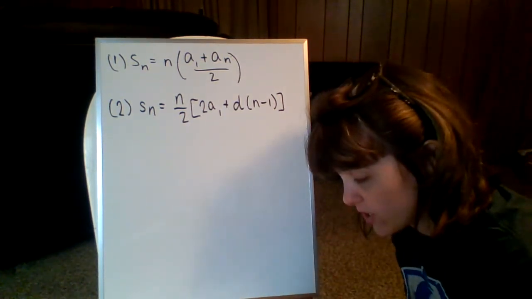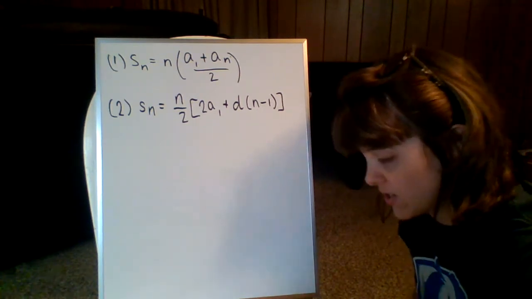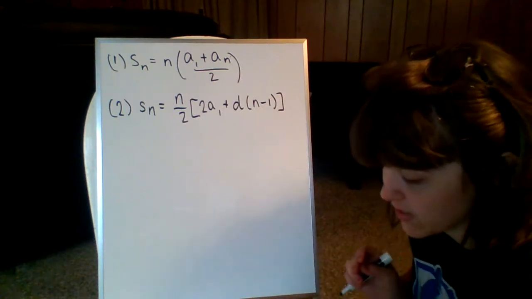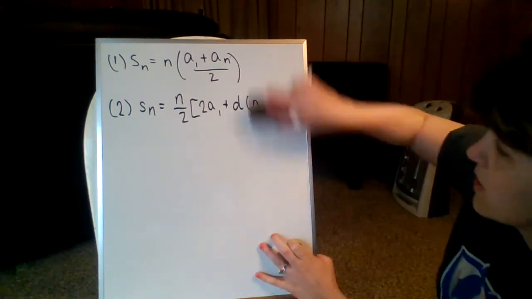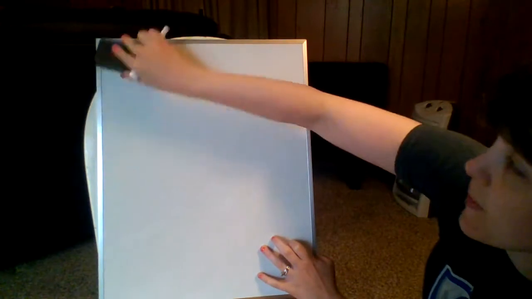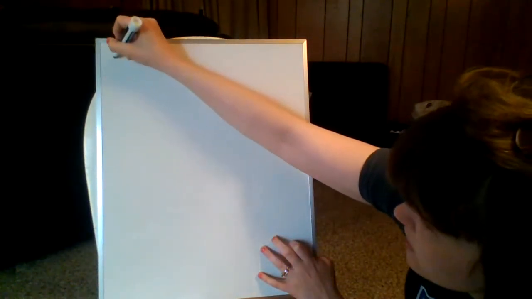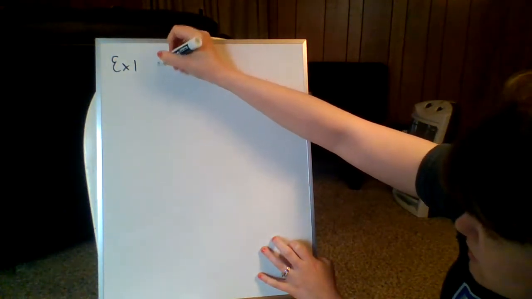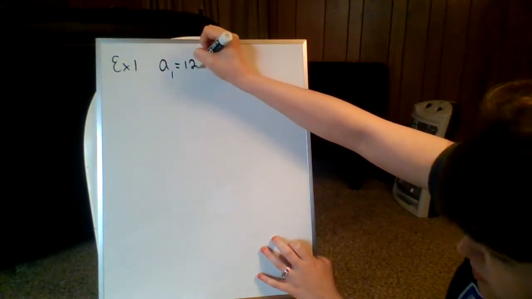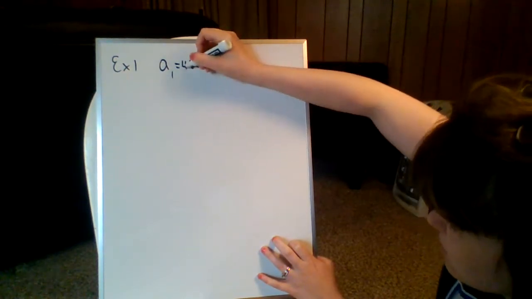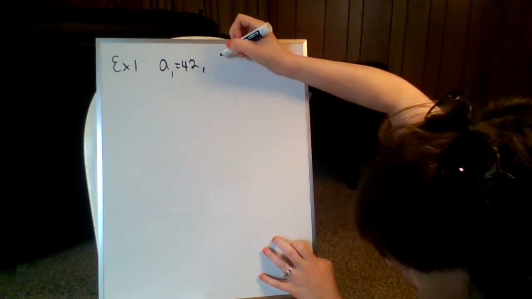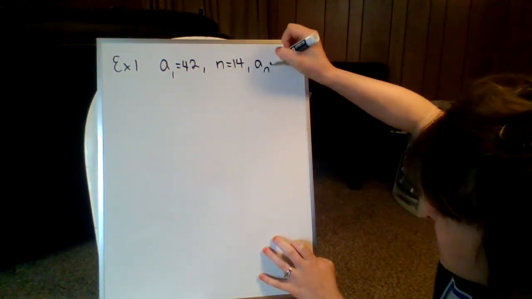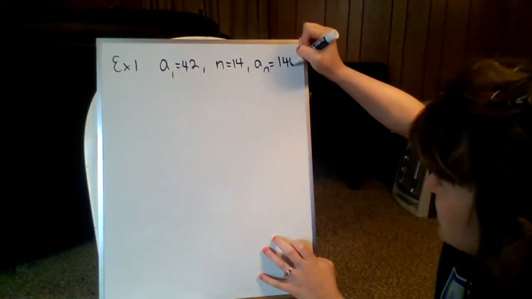So we're going to start with example 1. Example 1 says find the sum of the series with a1 equals 42, n equals 14, and an equals 146.